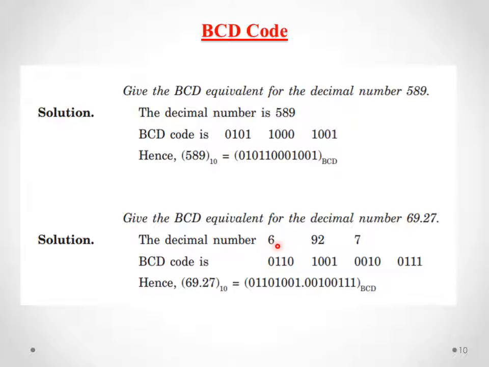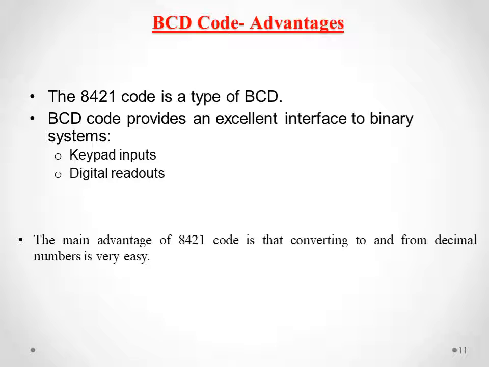We are converting it into the equivalent BCD code: 6 is 0110, 9 is 1001, 2 is 0010, and 7 is 0111. The advantages of BCD code: it can easily interface with keyboard inputs, and converting to and from decimal numbers is very easy.